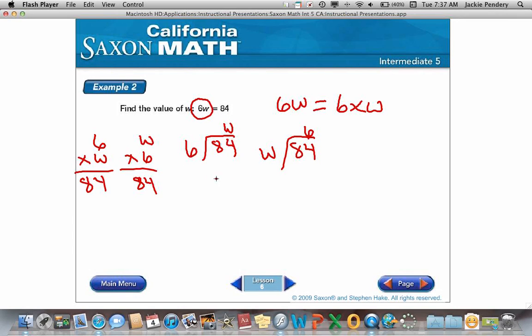Okay, well we know we're going to be looking at this one right here, so we can move the variable out of the way. 6 goes into 8 once. 1 times 6 is 6. Subtract. Bring down the 4. 6 goes into 24 4 times. 4 times 6 is 24. We subtract. And 14 equals W, or W equals 14. Okay? All right, let's go into example 3.